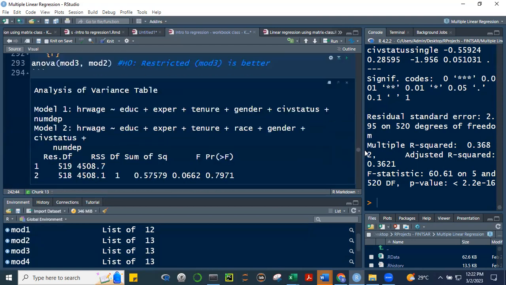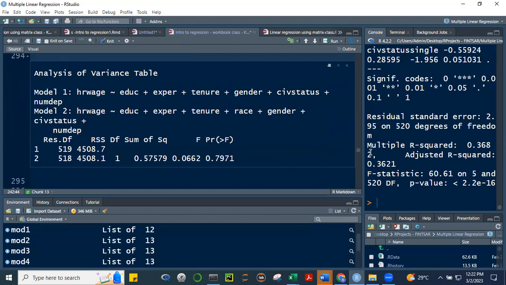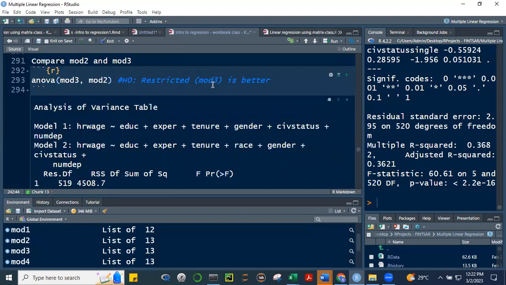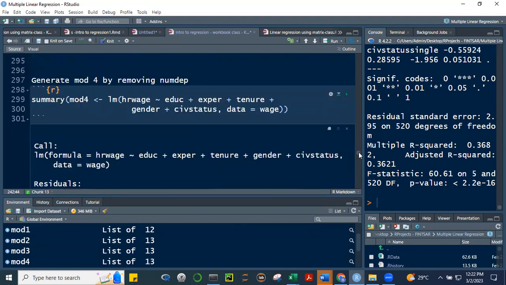So, ang lumalabas dito sa p-value, 0.7971, we fail to reject the null hypothesis that model 3 is better. Okay? Mas maganda si model 3, yung mas konti yung predictors, yung walang race. Diba? All right. I hope that's clear, class.